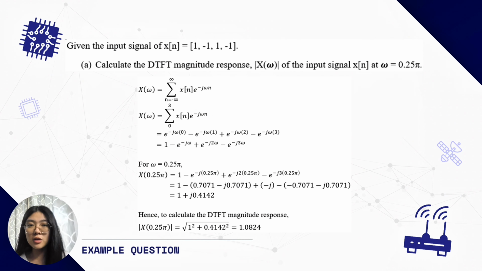Since the signal has only 4 samples, from 0 to 3, we will substitute 0 to 3 and the values of the input signal into this formula to get the equation. For omega equal to 0.25 pi, we substitute it back into this equation to get the answer of 1 plus j0.4142. Finally, to calculate the DTFT magnitude response, we calculate the absolute value, and hence we get the final answer of 1.0824.